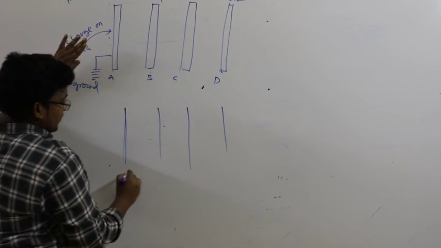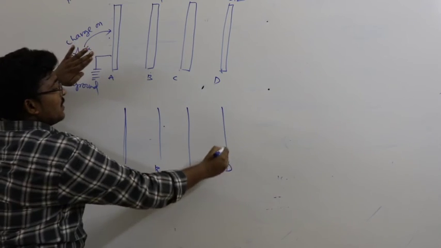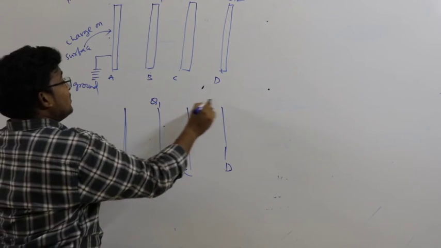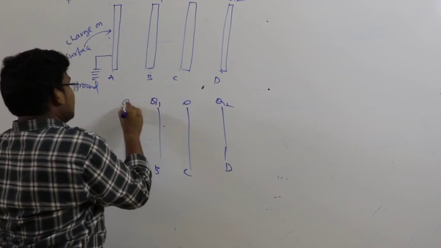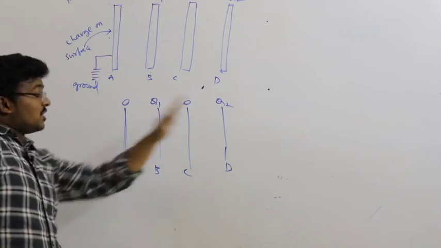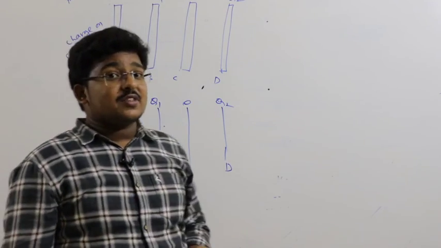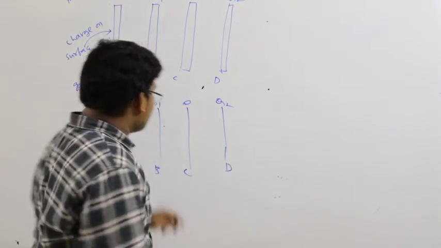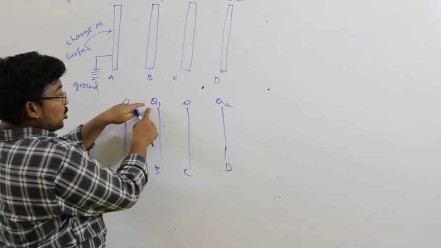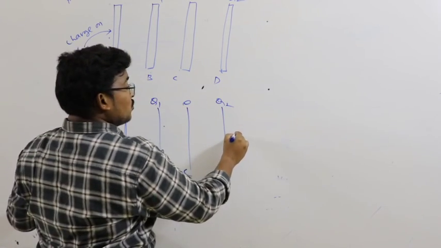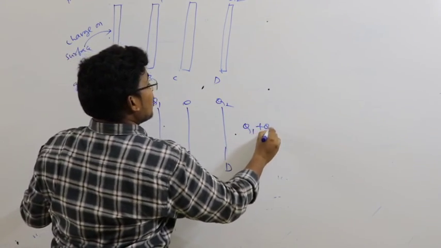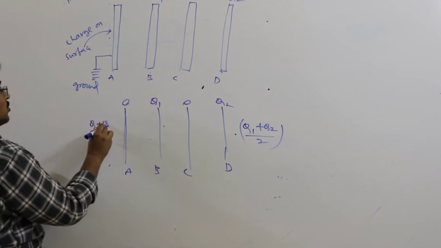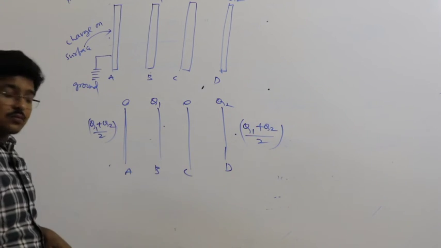we have 4 plates like this: A, B, C, D. And while dealing with Gauss law, I told you, if charges are given like this is 0, this is 0, the outermost surfaces must have the charge of the net charge upon 2. Means how much charge is there? 0 plus Q1 plus 0 plus Q2. These outermost surfaces must have (Q1 plus Q2) upon 2. And this side also (Q1 plus Q2) upon 2.